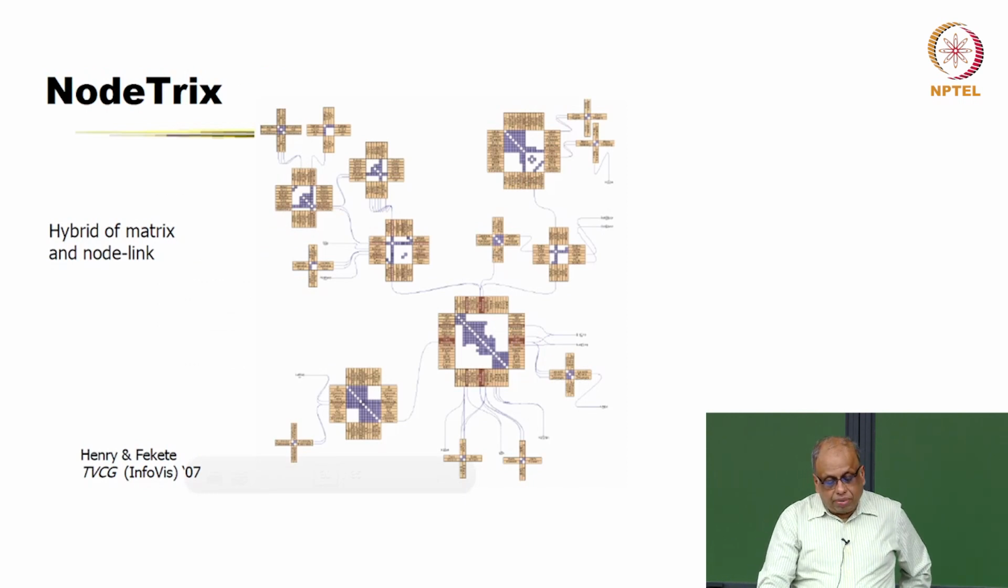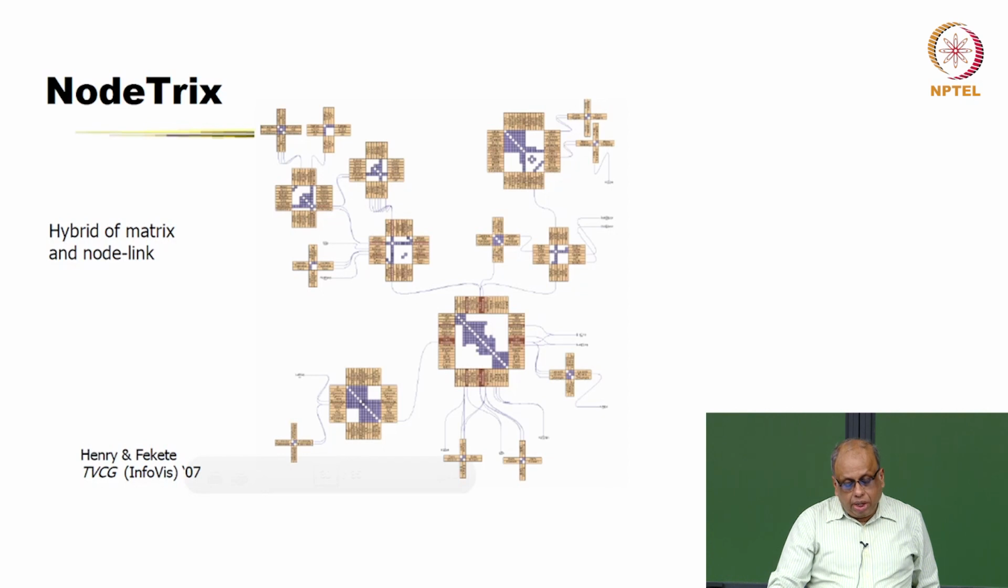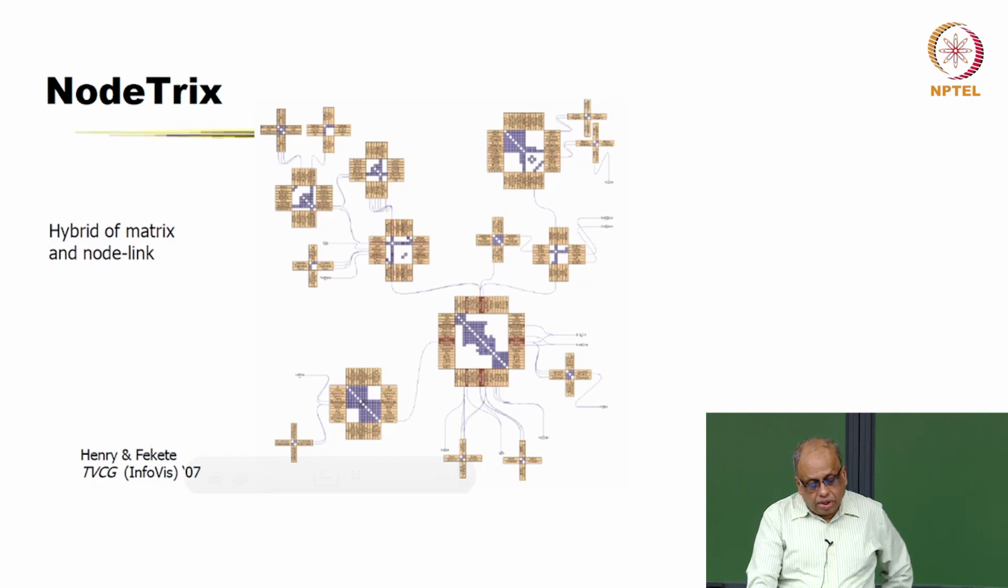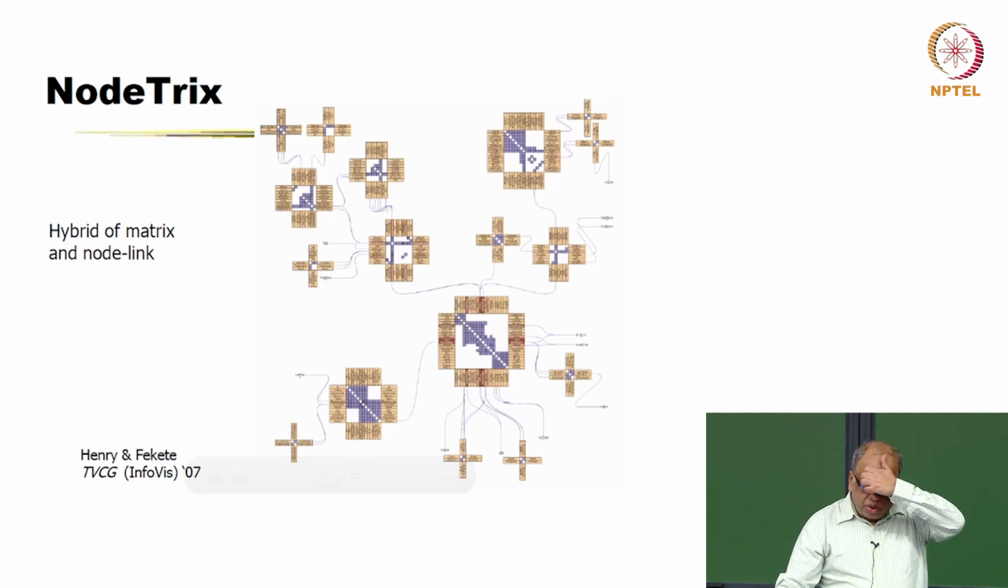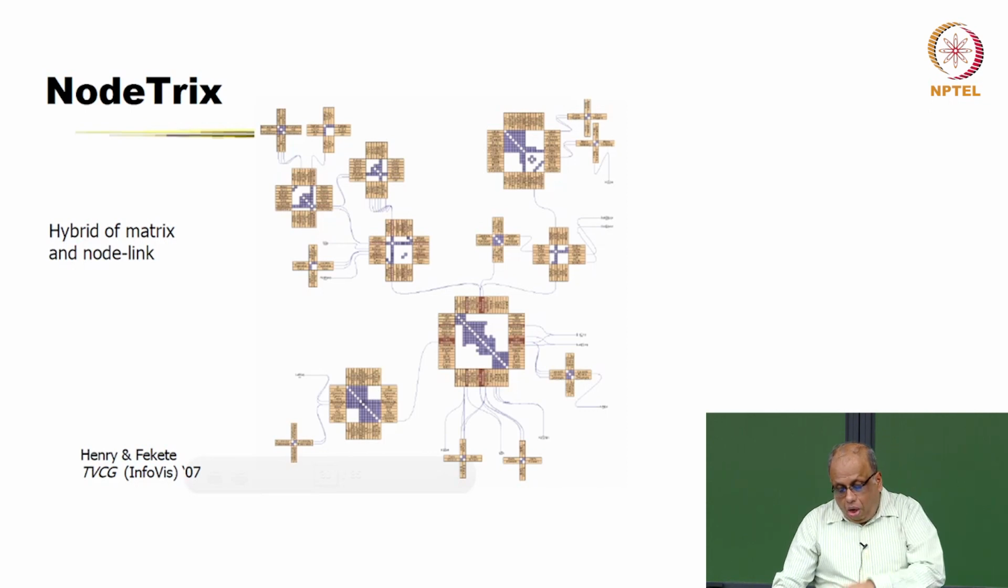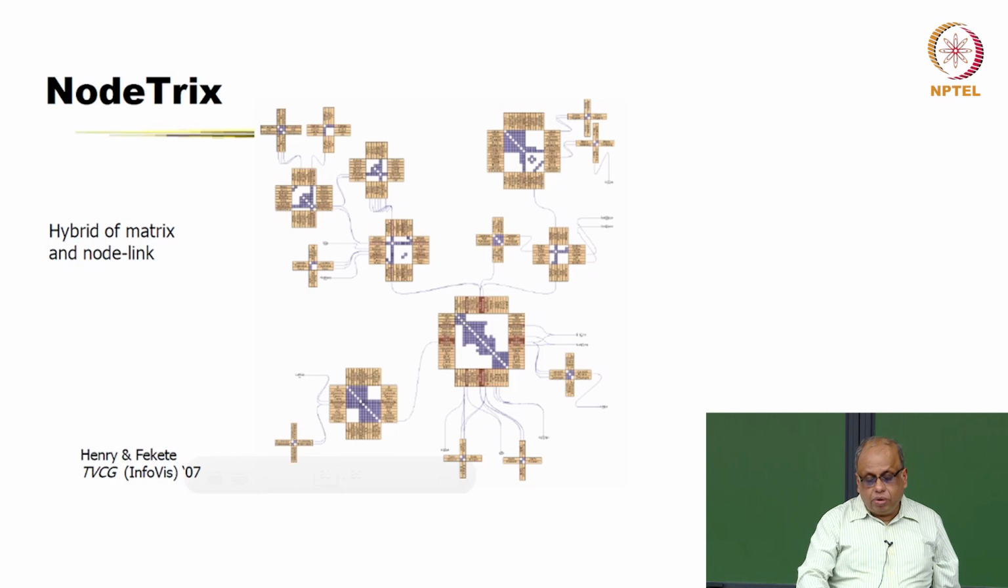And so this is one visualization which is a hybrid of matrix and node link. What they do is that they show the larger part as a node link diagram, but if you focus deep into one part of the graph, they show a matrix visualization to see the details.